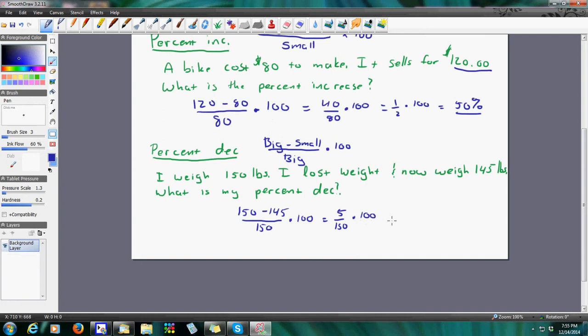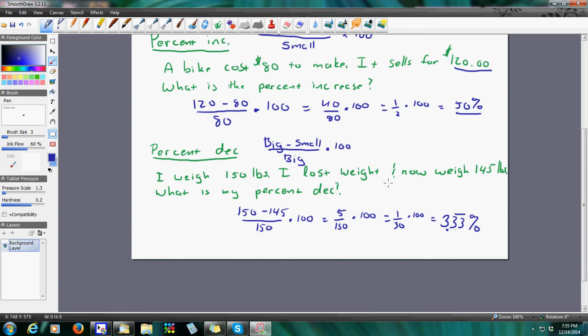And if I simplify this, I get 1 over 30 times 100, which gives me 100 divided by 30, which gives me 33. Wait a second. Is that right? Yeah, 100 divided by 30 gives me, and that's where I thought I had a problem. It's not 33, it's 3.3 repeating. It's a 3.3 repeating decrease.